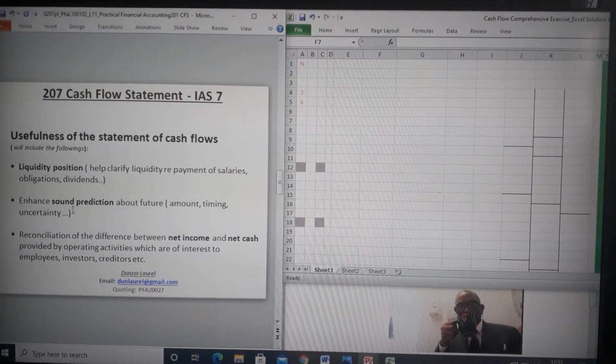It also enhances prediction about the future. When is the money coming in, the timing, the amount, uncertainty surrounding your money, cash in and out. Cash flow statement will help with the prediction.